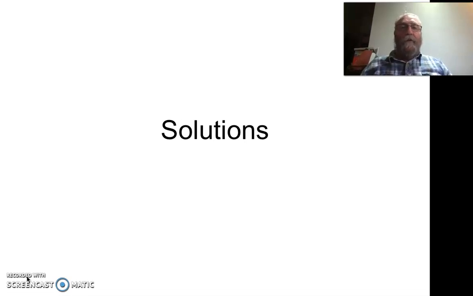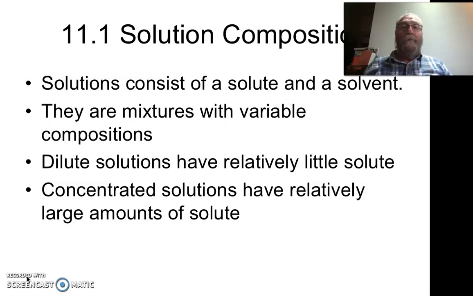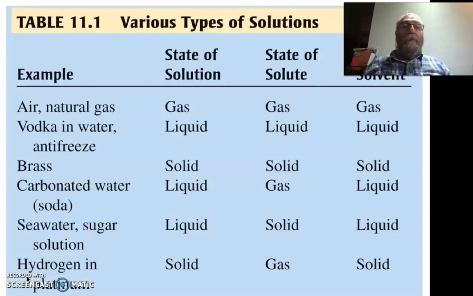Chapter 11 deals with the whole area of solutions and solution chemistry. A solution is a mixture of solute and solvent. They are mixtures that have different compositions. Now we tend to only think in terms of a solid dissolving in a liquid, but you can get all sorts of different classes of solutions.